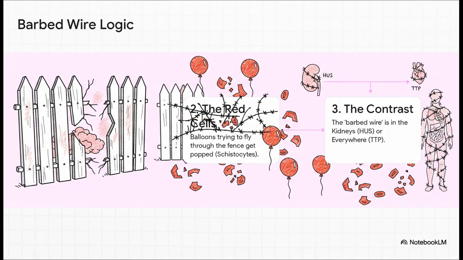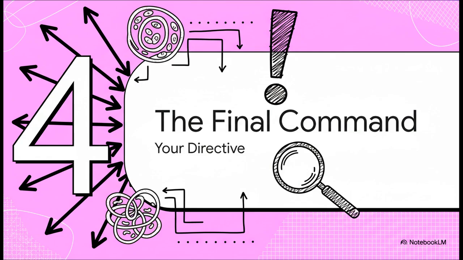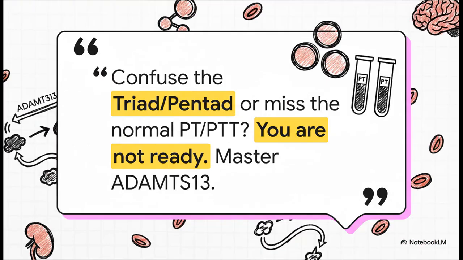And third, the all-important contrast. In HUS, that barbed wire damage is almost exclusively in the kidneys. But in TTP, that barbed wire is everywhere. The brain, the heart, all systems. So let's bring this all home with one final directive. If you confuse the triad with the pentad, or if you miss that the PT/PTT profile is normal, you are not ready. You need to master the ADAMTS13 pathway. That is the standard. Go.